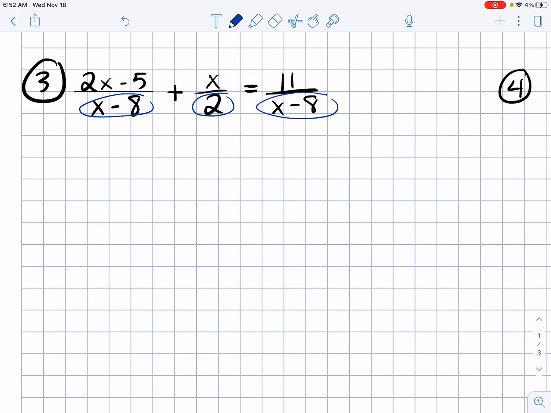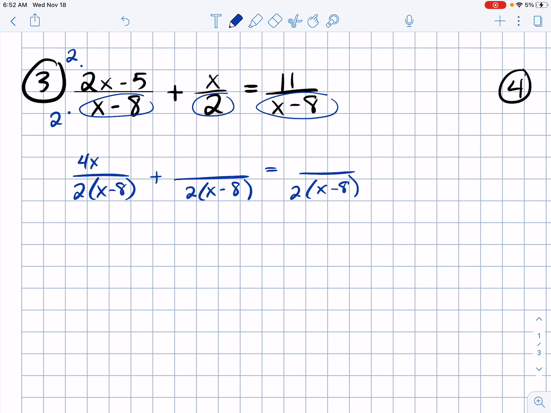Okay, so our least common multiple is just going to be a product of 2 and x minus 8. And then we need to multiply the numerator by whatever the denominator did not have, right? So for the x minus 8, this first rational expression, multiply the top and bottom by 2. Now we have 4x minus 10. For here, we would multiply by x minus 8. So we get x squared minus 8x. And then finally, multiply top and bottom by 2, we get 22.